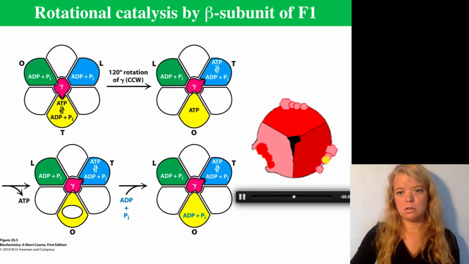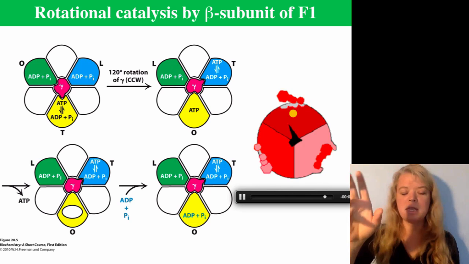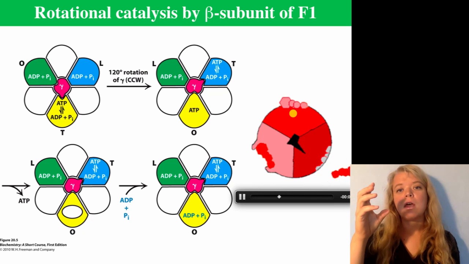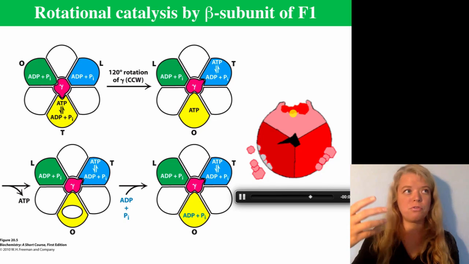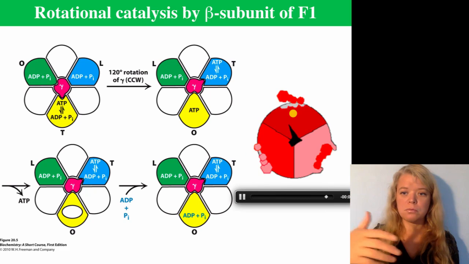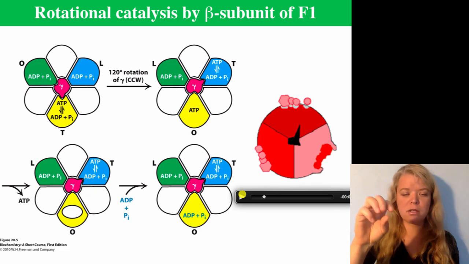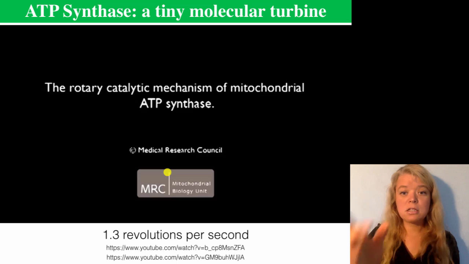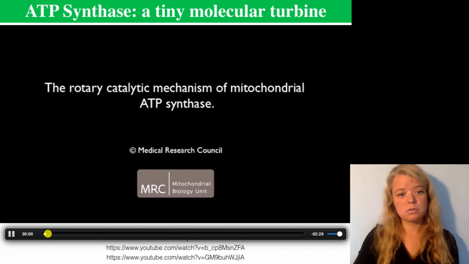Leaves, enters, leaves, enters. So you can see, depending on the three conformational shapes of each of the beta subunit, they will perform a different type of reaction, a different type of process. Release, rebind, catalyze. So let's look at that same process now in a cool video that I found.